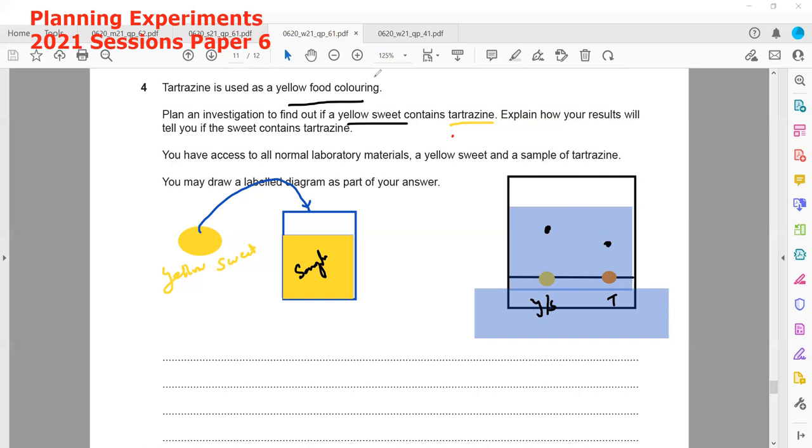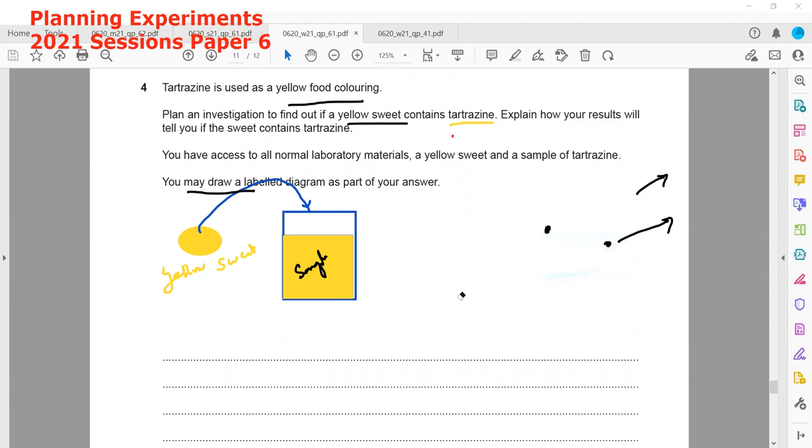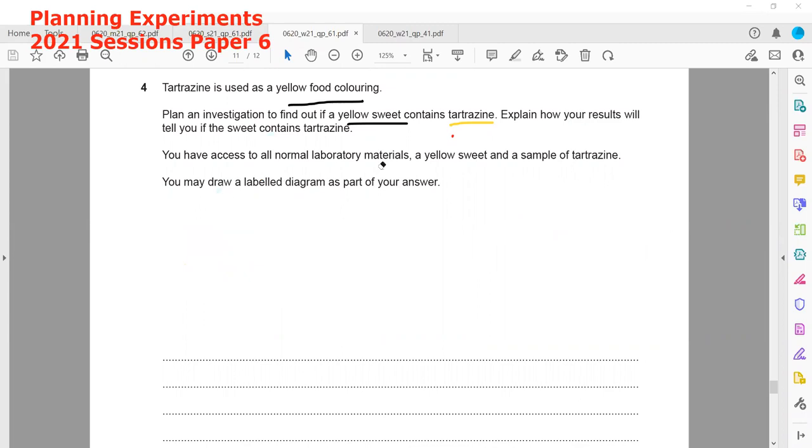And whenever a question says you may draw a labelled diagram, even if it is optional, it's better to draw one. Label the chromatogram, origin, sample, solvent. We have to mention all of this. If you miss any point in the explanation, your diagram will still help you to score the mark. So it's better you should draw a diagram to answer these questions.